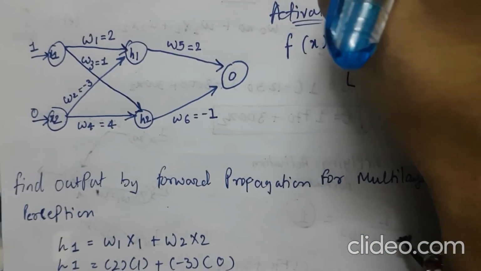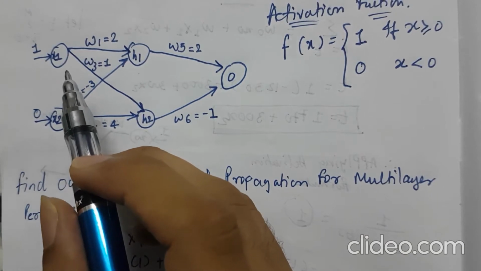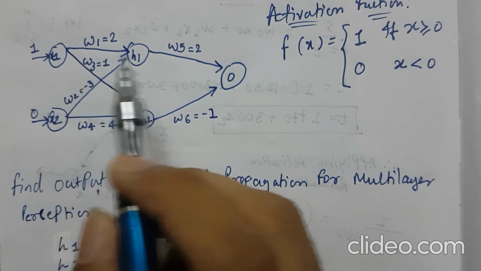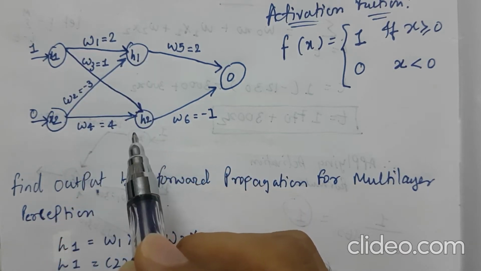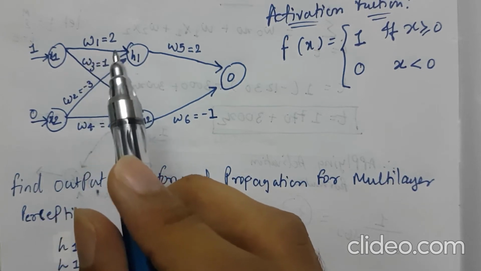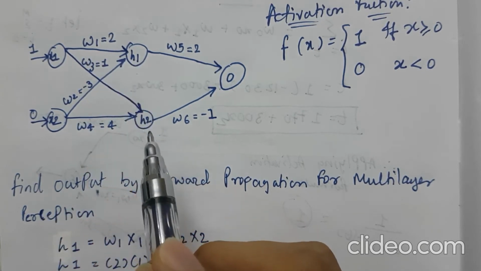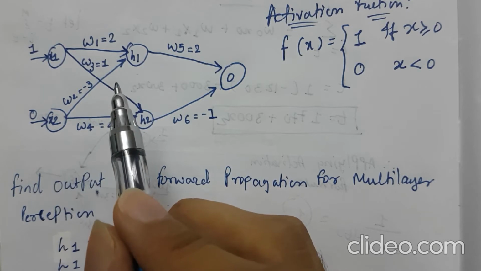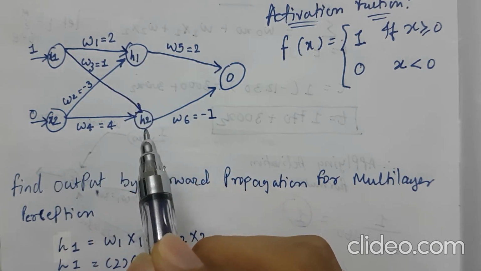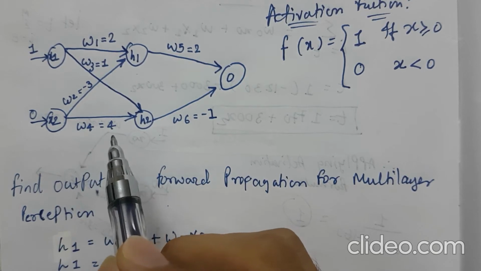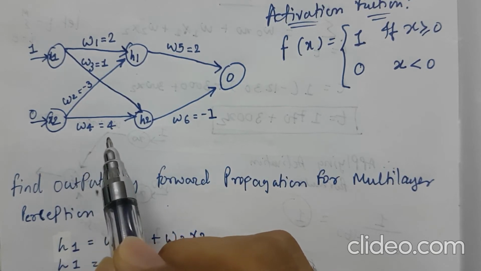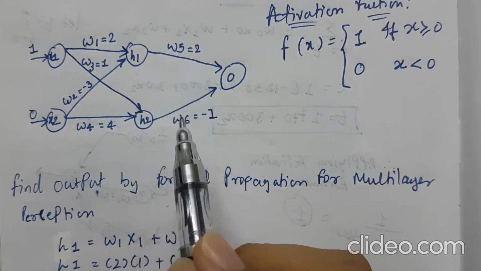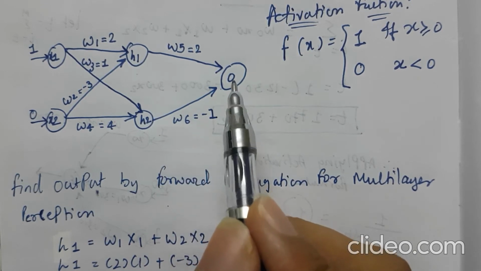Now we can see the figure. x1 has an input of 1 and x2 has an input of 0. Two edges come out from x1 with weights w1 equals 2 and w3 equals 1, connecting to the 2 hidden layer nodes h1 and h2. Same for x2, which connects to h1 and h2 with weights w2 equals -3 and w4 equals 4. h1 and h2 connect to the output node with weights w5 equals 2 and w6 equals -1.